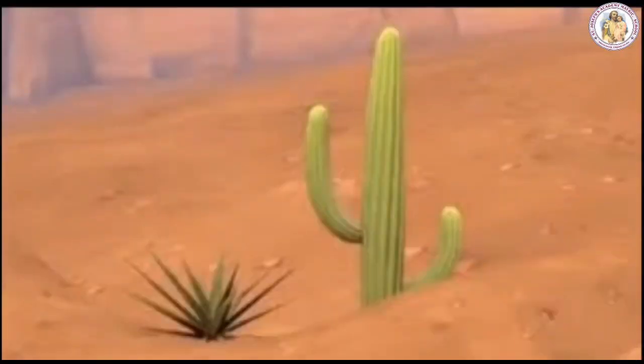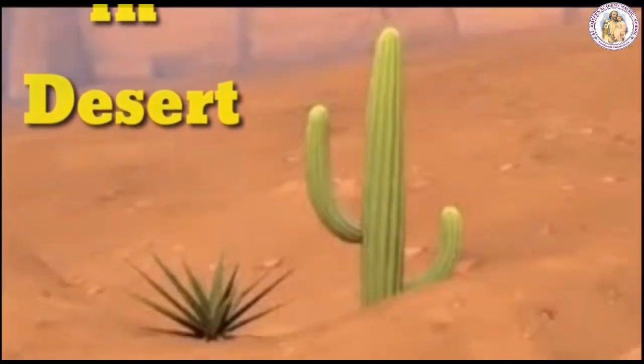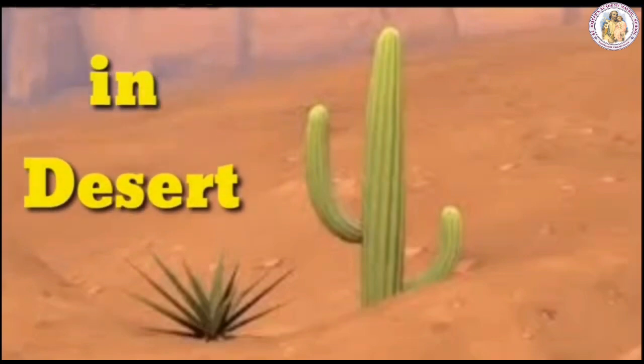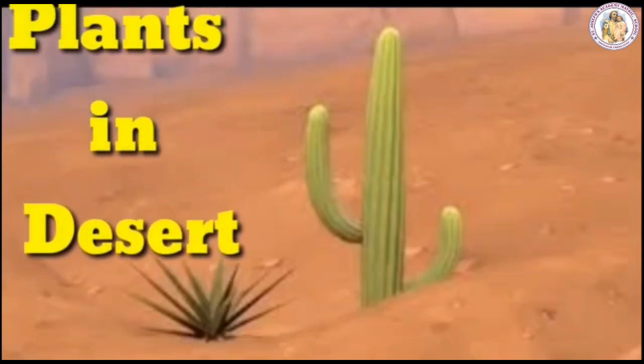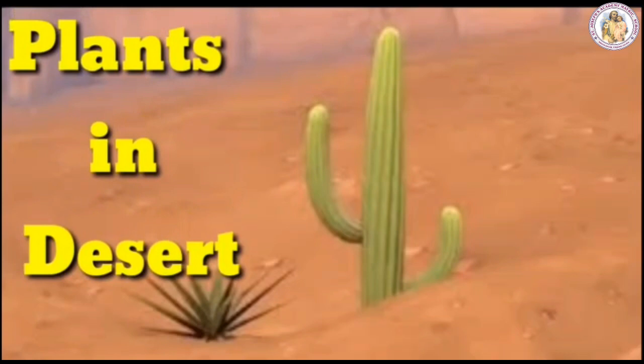Plants in desert. These plants grow in hot, dry, and sandy places. Deserts get very less rainfall and experience high temperature. Hence, there is scarcity of water. Let us see how these plants have adapted to this habitat.